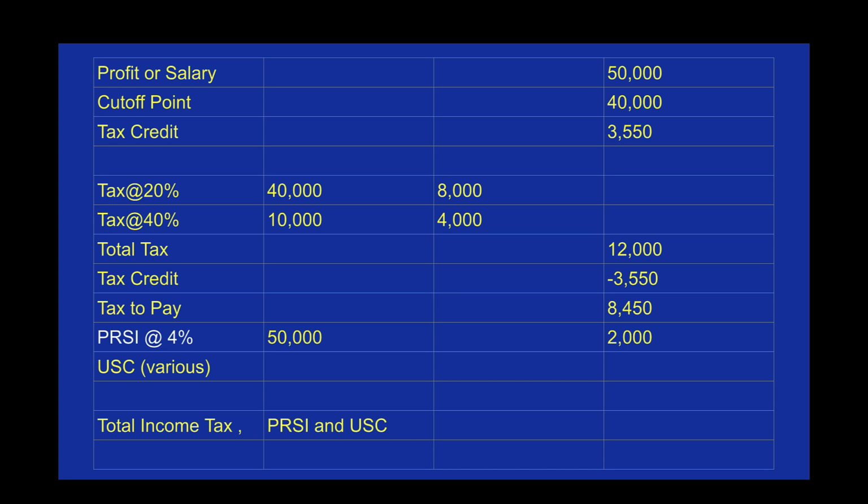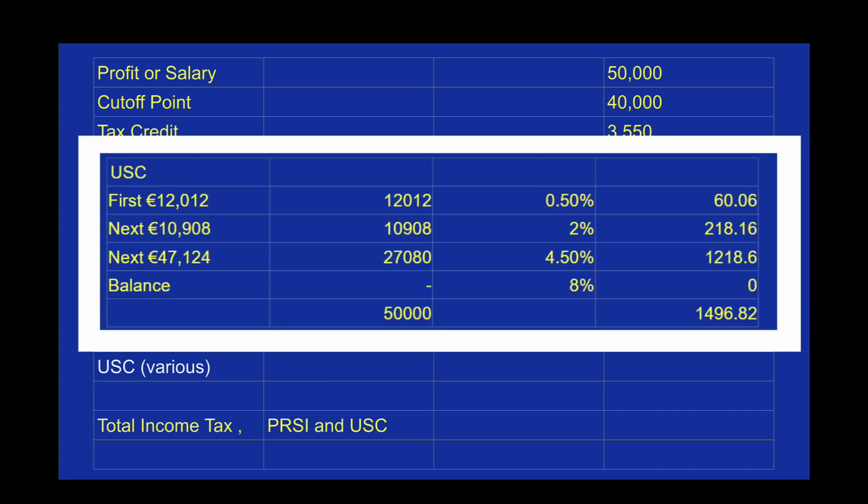For PRSI Class S, we take the whole 50,000 and multiply it by 4%, and that gives us 2,000. Then the universal social charge, this works in different rate bands. So I'll show you here. The first 12,000 is taxed at 0.5%. The next 10,908 is taxed at 2%. The next 47,124 is taxed at 4.5%. Anything over that would be taxed at 8%. Again, it is important to make sure that these calculations are right for you.